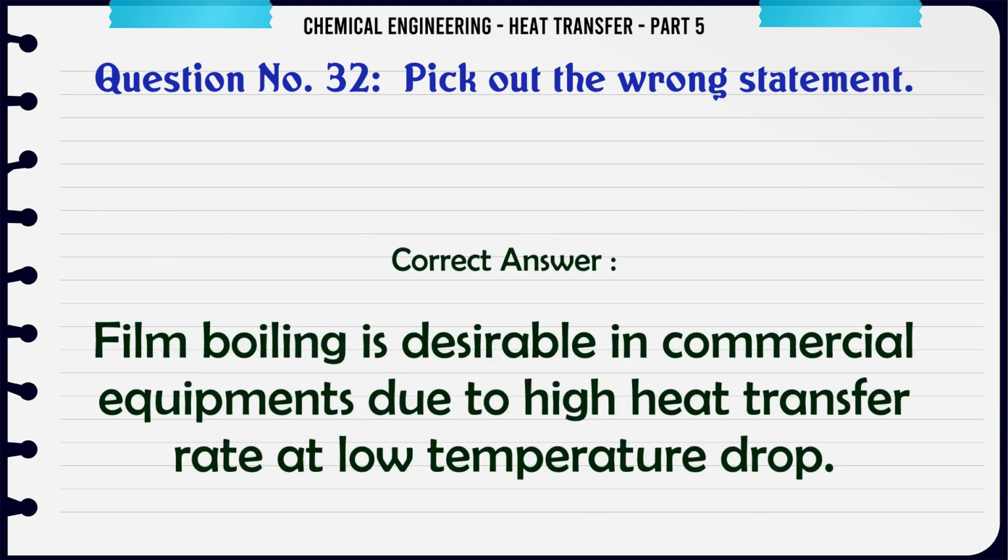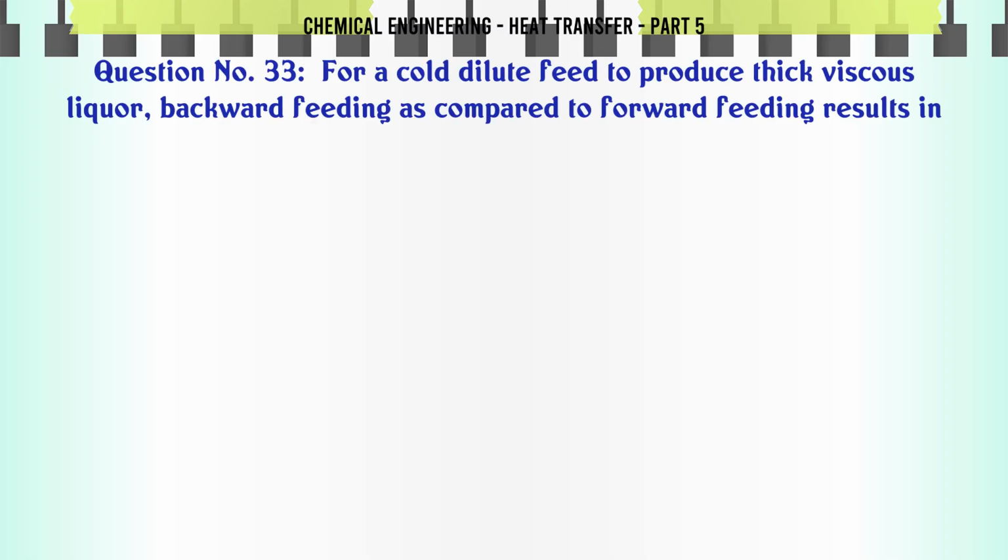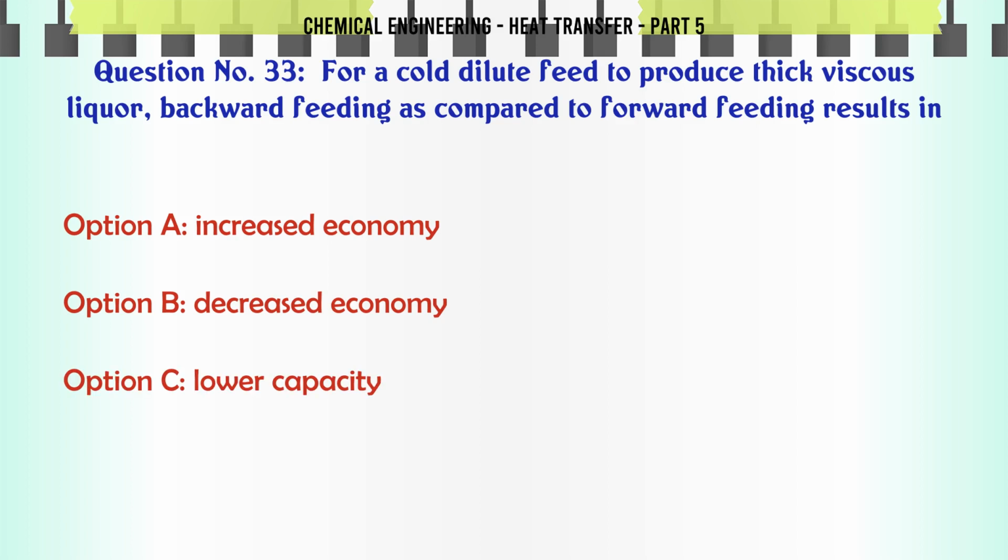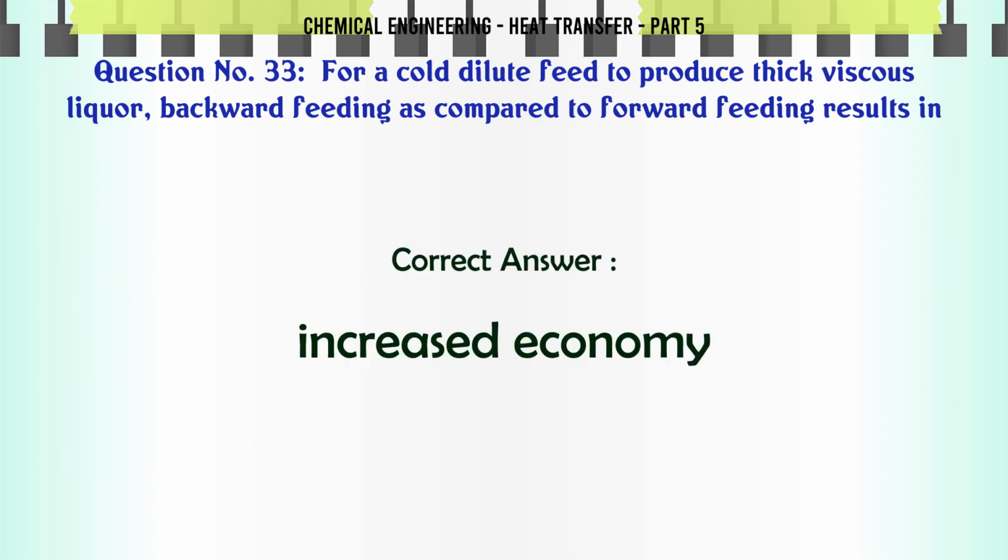The correct answer is film boiling is desirable in commercial equipments due to high heat transfer rate at low temperature drop. For a cold dilute feed to produce thick viscous liquor, backward feeding as compared to forward feeding results in A. Increased economy, B. Decreased economy, C. Lower capacity, D. No effect on economy. The correct answer is increased economy.